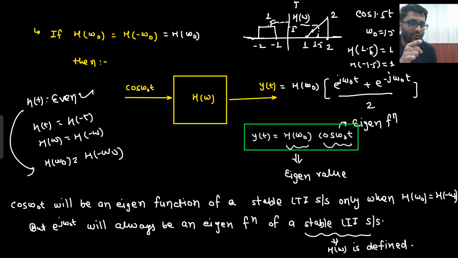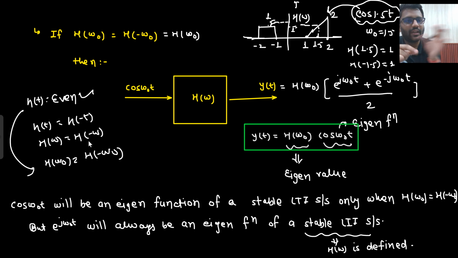So now H of omega naught is equal to H of minus omega naught. That means this cos 1.5t will be an eigen function for this particular LTI system. But this particular LTI system is not even. h of t is not even, because if H of omega is not even, that means h of t is also not even. So even is not the only condition. Like, even is not the necessary condition.